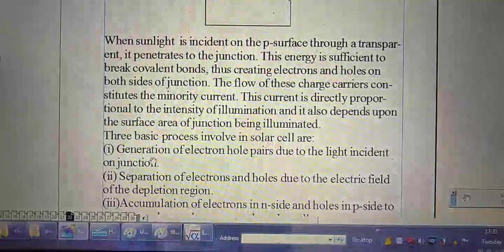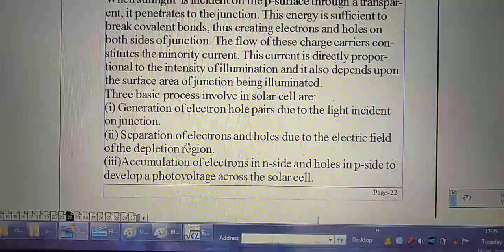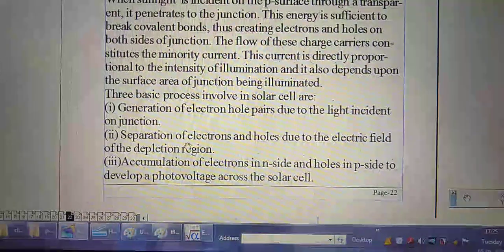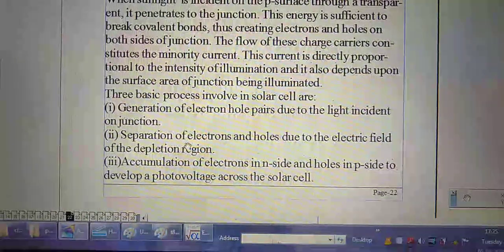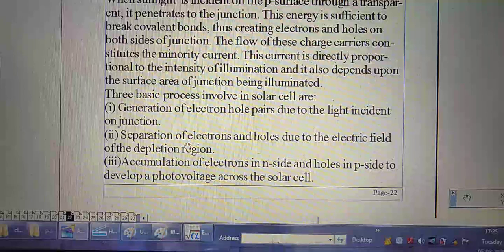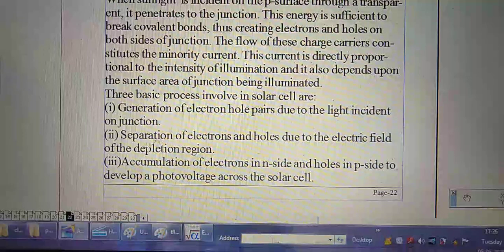So what are the processes involved in a solar cell? There are 3 processes. First, generation of electron-hole pairs due to light incident on the junction. Second, separation of electrons and holes due to the electric field of the depletion zone. Third, accumulation of electrons on the n side and holes on the p side develops a voltage. That voltage is called the photovoltage across the solar cell. These are the three processes involved in a solar cell.